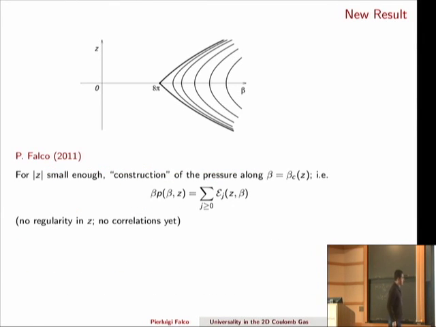Okay, the new result is that, like Dimock and Hurd, you can actually construct the pressure, but now you can include a little segment of your Kosterlitz-Thouless line. The formula is going to be that this pressure is a convergent series of certain coefficients. In these coefficients, I'm not trying to study regularity of this E as a function of Z. So I'm not addressing the problem of the perturbation theory.